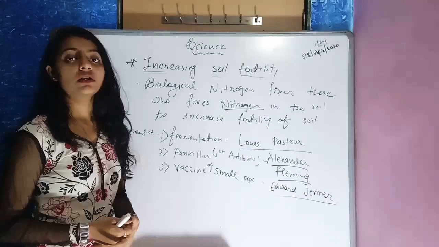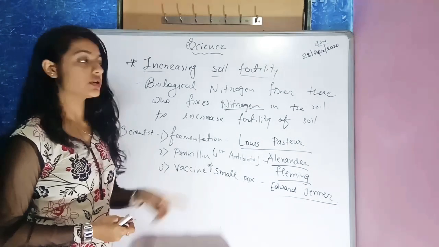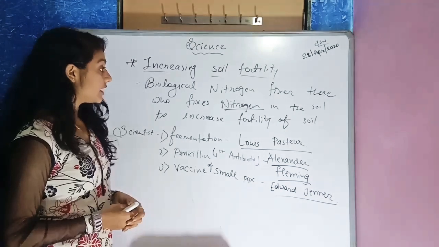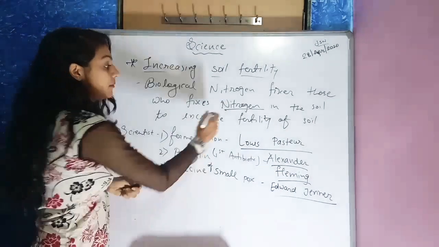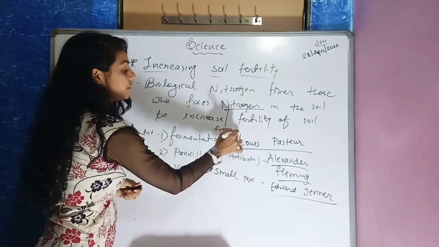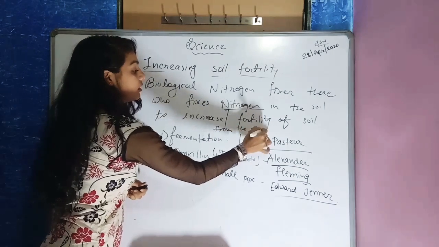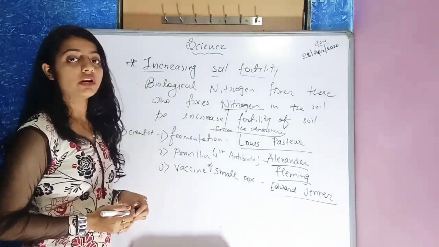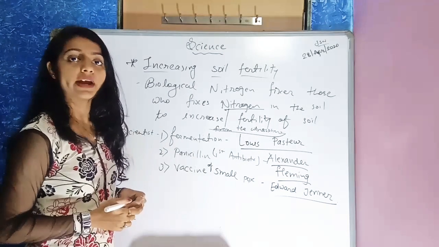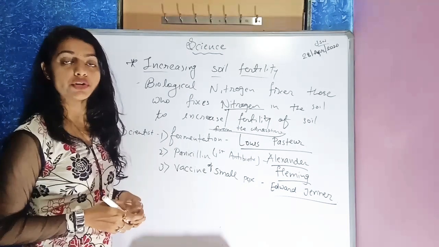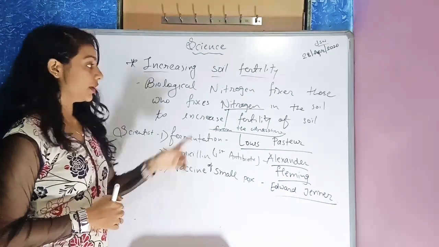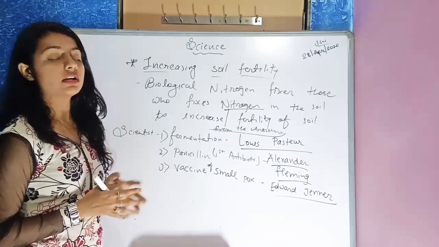Nitrogen fixer means the bacteria who fixes nitrogen, and biological means it's natural, it's not artificial. Those who fix nitrogen from the atmosphere will fix nitrogen, but that nitrogen will come from where? It will come from the atmosphere, and that nitrogen cycle also we are going to see. That nitrogen cycle is our last topic of this chapter. So here pay attention, so that time you will not get confused.